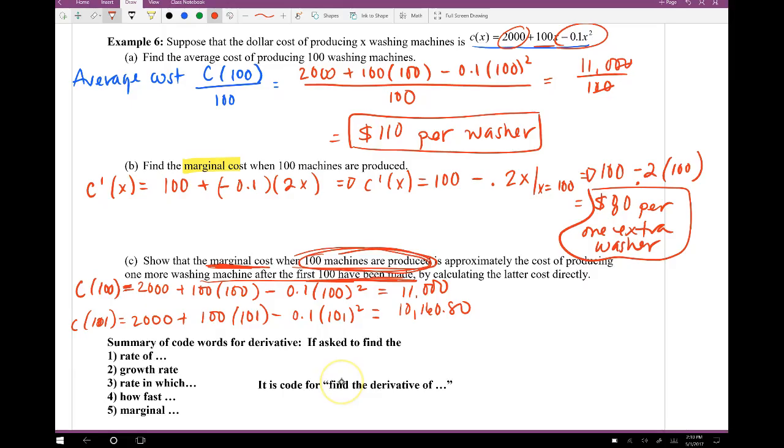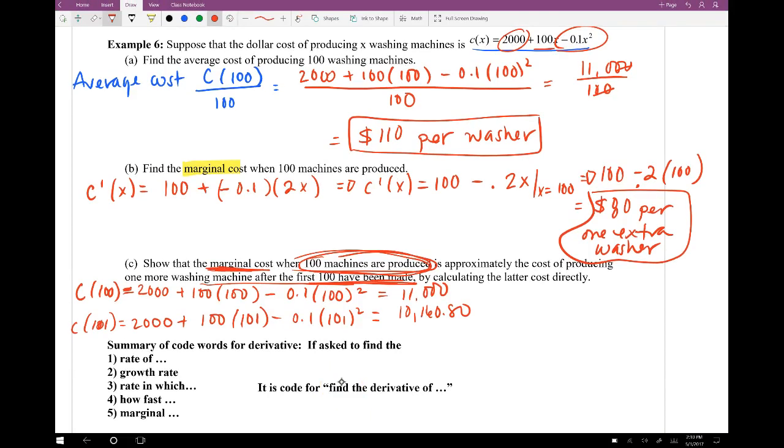Let me confirm this with my graphing calculator, and then I'll tell you. 2,000 plus 100 times 101, and then minus 0.1 times 101 squared. All right. Nope, that's not 10. It's actually 11. It's actually 11,079.9. Okay, so now I'm going to subtract the two.